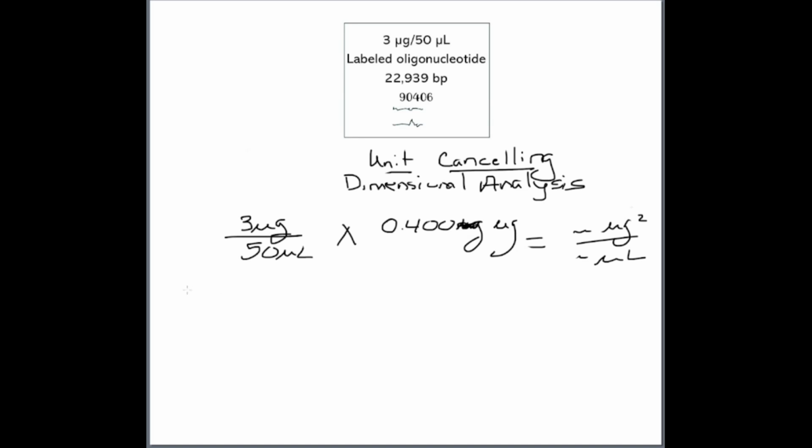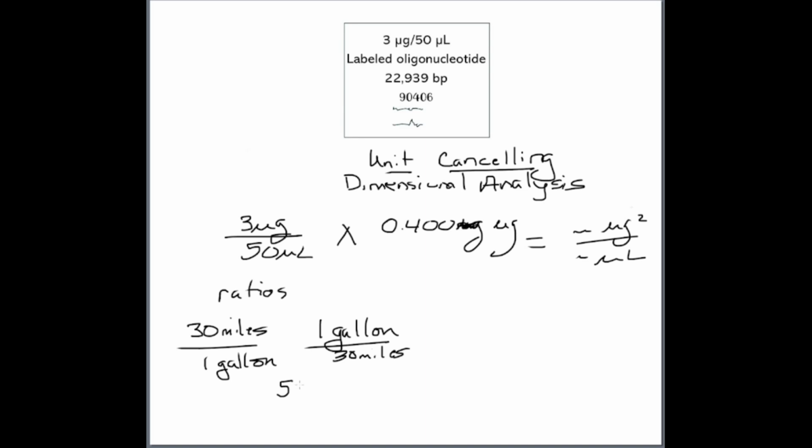In order to fix this, I need to understand that concentrations are ratios. So if I know, for example, let's talk about something more familiar, I get 30 miles per gallon from a gallon of gas, that's a ratio. It would also be correct to say that 1 gallon of gas gives me 30 miles. I can flip over ratios because they have the same meaning. So I can flip over 3 micrograms for 50 microliters and say 50 microliters has 3 micrograms of oligonucleotides.